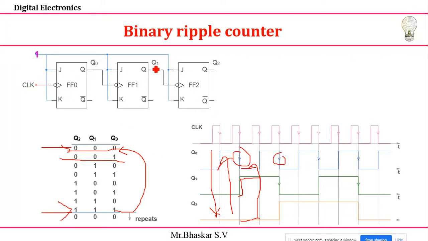So rippling means the values are rippled. So 000 to 001, and here the rippling takes place at the clock signal edges. So at every clock edge some values are rippling. So for that I'm getting my count. That's why it is called a binary ripple counter. And it is an up counter because from 0 to maximum, the values are counting up.